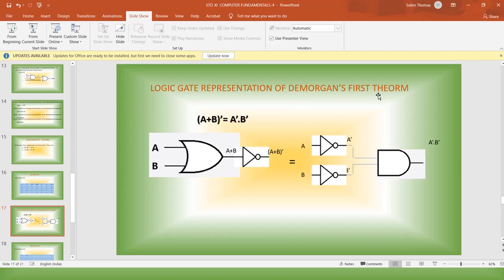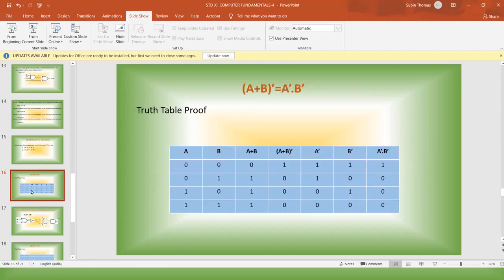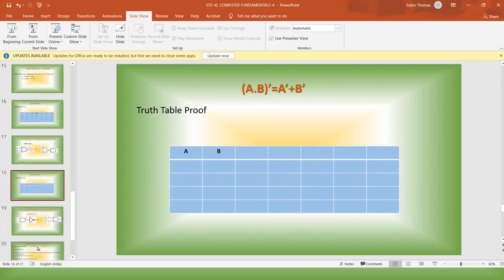Look at the theorem and identify the first operation, and based on that select that logic gate and draw this diagram. Now next we can see the proof of De Morgan's second theorem. So here this is De Morgan's second theorem: A into B the whole complement equals A complement plus B complement.